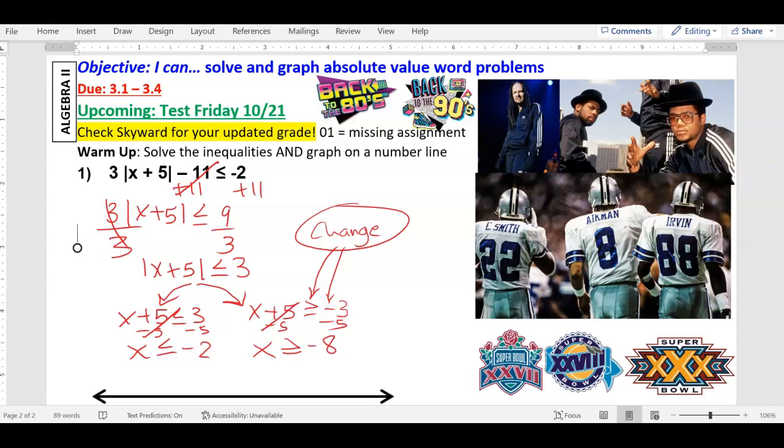Okay, now, here's the dealio. We need to put this on a number line. Your 2 numbers, you want to put them in order, least to greatest. So which number is smaller, negative 2 or negative 8? Okay, negative 8 is smaller. Okay, so think about it. A bigger negative is a smaller number.